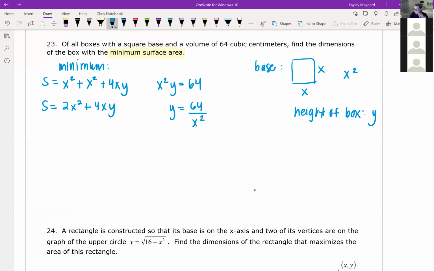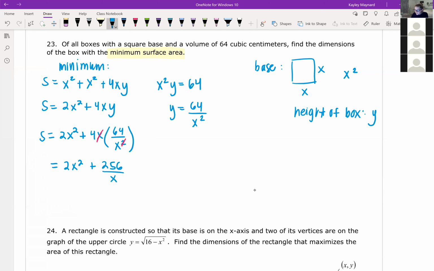Okay. So now that I solved for that, I'm going to plug this back into my equation. So S is equal to 2x squared plus 4x times 64 over x squared. And some nice things do cancel out here. So this x will cancel out with one of these x's. So you'll get 2x squared plus, and then 4 times 64 is 256, so 256 over x.